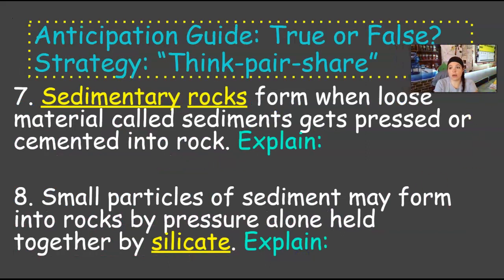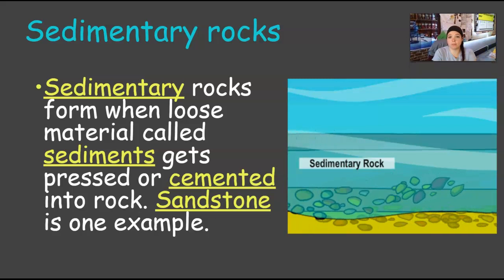All right, so we're going to hop over to the anticipation guide. That's on the second page behind the vocab. You're writing true or false on the left-hand side underneath before. So number 7, sedimentary rocks form when loose material called sediments get pressed or cemented into rocks. True or false? Small particles of sediments may form into rocks by pressure alone held together by silicate. True or false? Number 8. All right, when you're done with that, let's flip back to page 11.